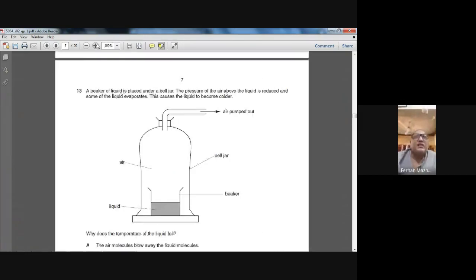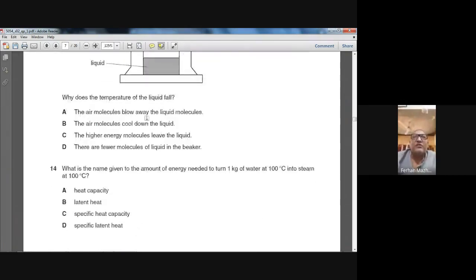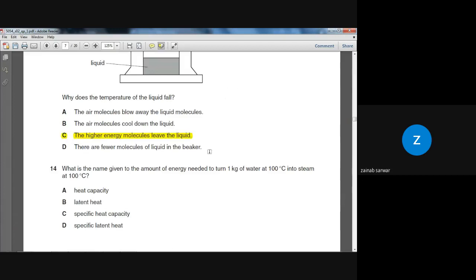Very simple. The air molecules blow away the liquid molecules? No. The air molecules cool down the liquid? No. The higher energy molecules leave the liquid. C, yes. There are fewer molecules of the liquid in the beaker. So C is the best description. The molecules with the higher energy have left.